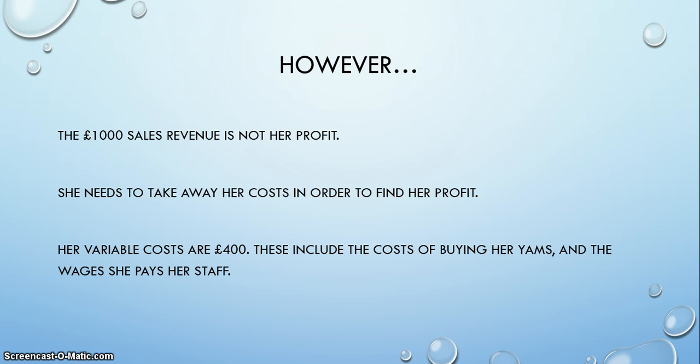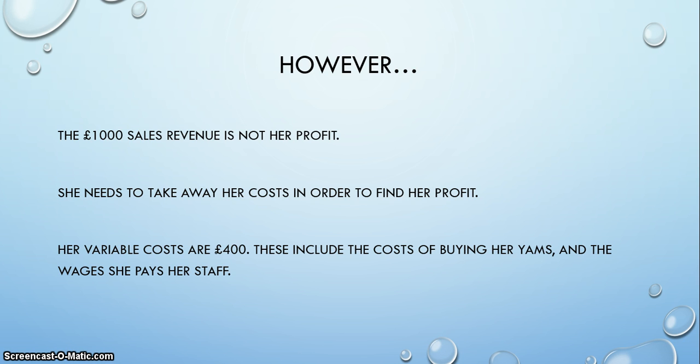So let's say her variable costs are £400. Now, variable costs are costs that change with output. So the more you make, the more variable costs you have. If you make more products, the variable costs go up. If you make less products, variable costs go down. That's how variable costs work. It could be things like cost of buying raw material, in this case the yams. It could be the wages she has to pay her staff. Whatever it is, her variable costs are £400.